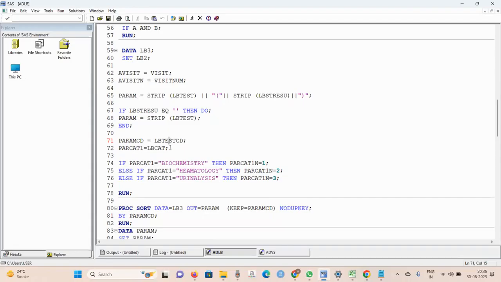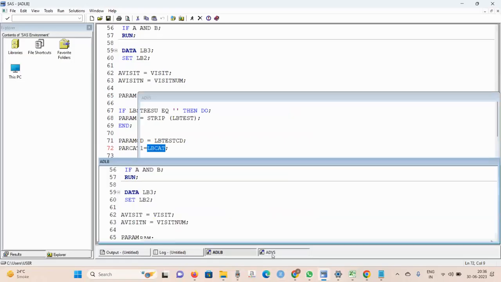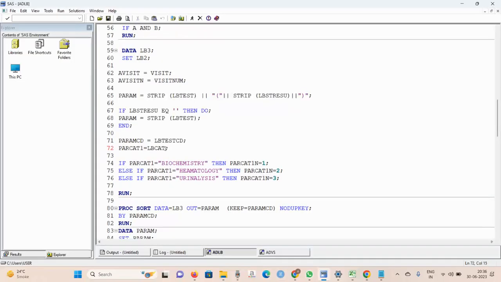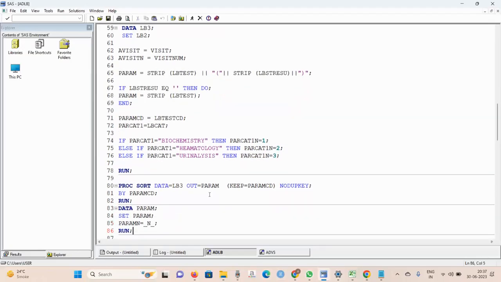Okay. So here there is one extra variable, the category variable, like parameter category. So here we do LBCAT, because in the VS we don't have any categories like hematology, urine analysis. We don't have that one. So here we have it. The LBCAT is classified into 3, right? Hematology, biochemistry, urine analysis. So if it is PARCAT1 equal to biochemistry, then I give the numeric 1. If it is hematology, I give 2. If it is urine analysis, and this order is also based on the standard format given by the lead programmer or the statistician.